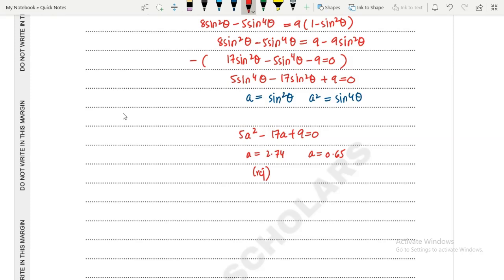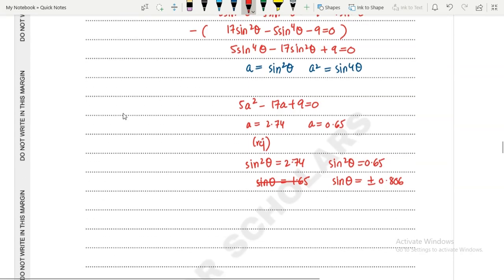Let me just adjust the value. Actually, a is equal to sine square, so even if we take the under root of this, sine theta is still going to be 1.65. That is why I just rejected it straight away, because I knew that it would be greater than 1. So this is going to be rejected. So sine theta will be equal to under root of 0.65. Under root of 0.65 is 0.806, and because it is under root, it is going to be plus minus 0.806.